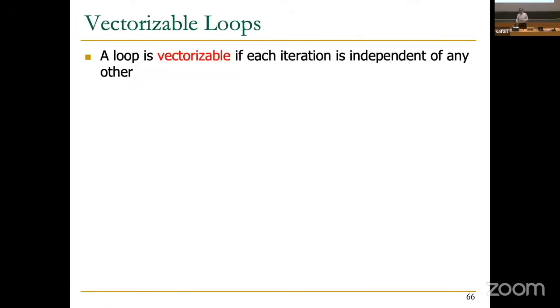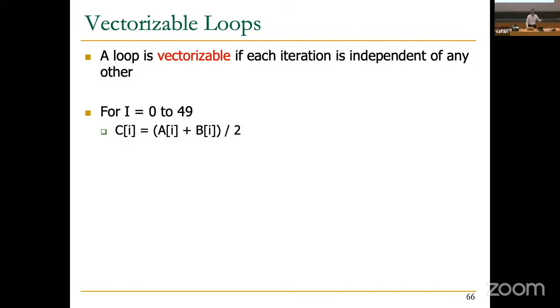For this to work on a vector processor, the loop needs to be vectorizable. And what does this mean? A loop is vectorizable if each iteration is independent of any other. And in this case, that's true, absolutely. If you look at this loop, each iteration is independent because it's operating on different elements, right? So if you really want to program a vector processor, you need to do this loop dependence analysis nicely.